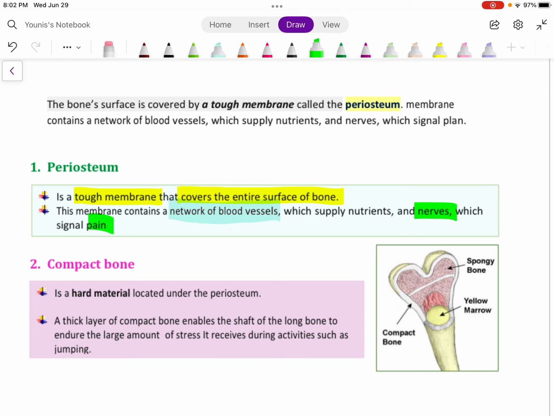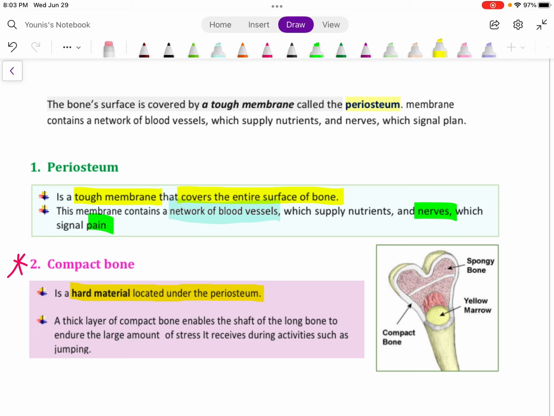Then you have the compact bone. Okay, the compact bone, from the name, it's compact, like in structure. So as you can see here, it says it's a hard material. Where is it located? The location is very important. Right under the periosteum. It is located under the periosteum. So it is the second part of the bone if you go from the outside to the center.